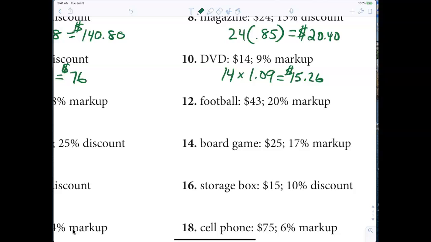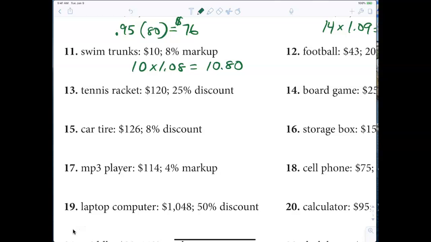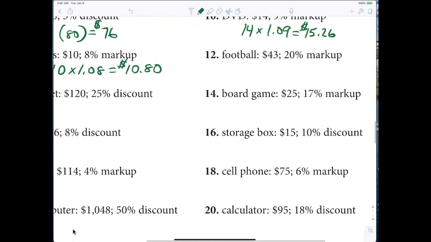All right. Tell me what to do. Number 11. Okay, so it's a markup, so it's going to be 10 times 1.08. Thank you very much. Which is 10.8. Yes, I think you're right. But we would just say $10.80. That's correct. Okay? All right, next.